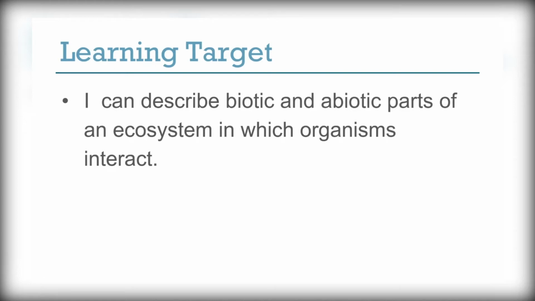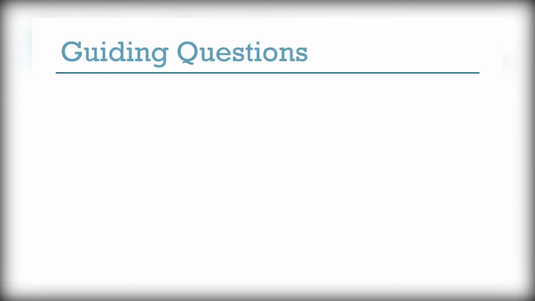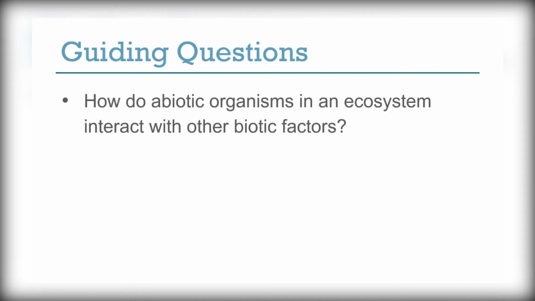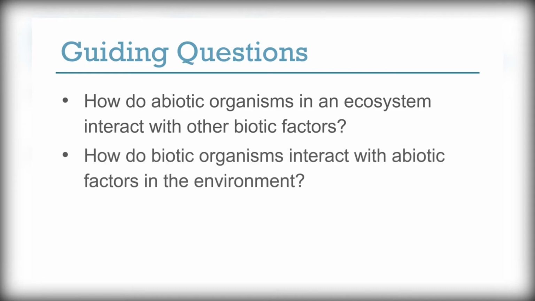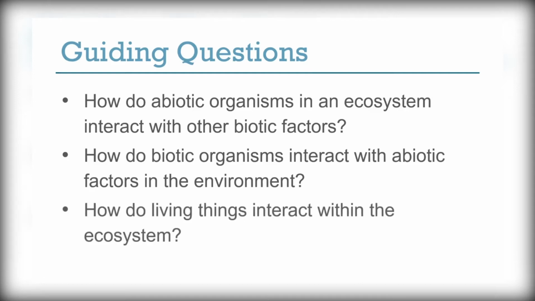The learning target for this week is: I can describe biotic and abiotic parts of an ecosystem in which organisms interact. There are 3 guiding questions for this week's work. How do abiotic factors in an ecosystem interact with biotic factors? How do biotic organisms interact with abiotic factors in the environment? How do living things interact within the ecosystem?